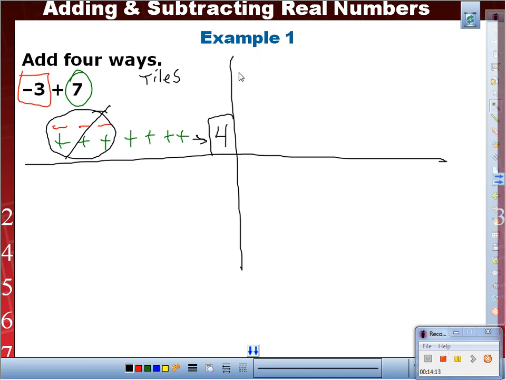All right, here goes ground zero. I'm going to draw my ground 0 right here. What's my first number that they give me? Negative 3. That means it's a hole of negative 3. What's the second number? And that is dirt, right? That goes above the ground. That's positive 7.